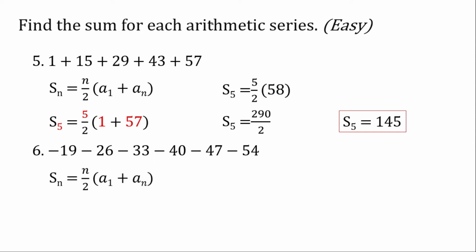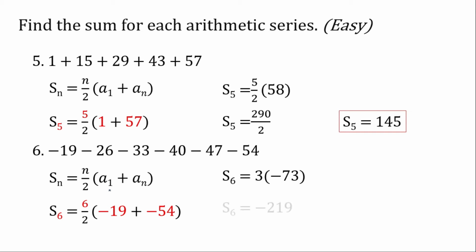For number 6, our a sub 1 is negative 19. Our last term is negative 54, and we have 6 terms. 6 divided by 2 is 3. Negative 19 plus negative 54 is negative 73. Multiply it by 3, you get negative 219. So that's the answer for this one.